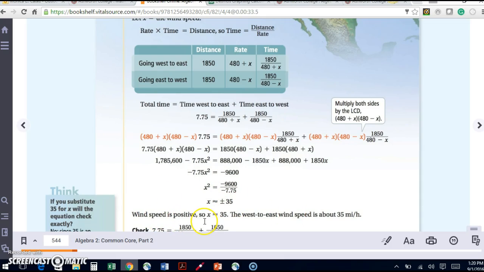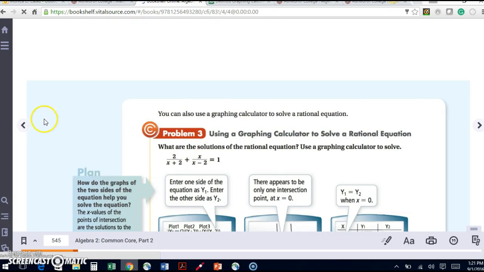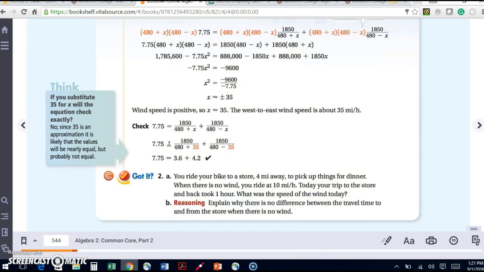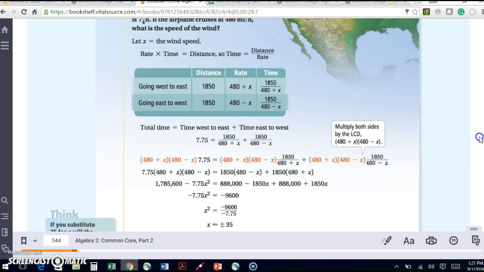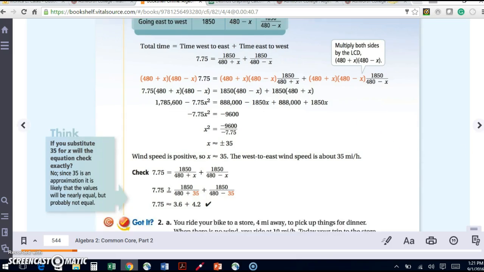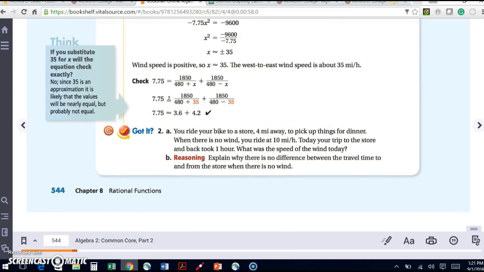So the wind is positive. So our speed is positive. So we get 35 miles per hour. And that's a possible answer, because if I plug in 35, it is not an invalid solution. Okay, so let's go on to the next part.